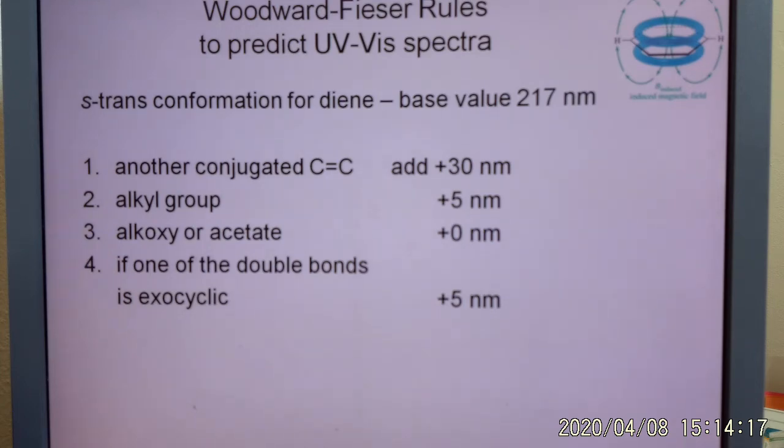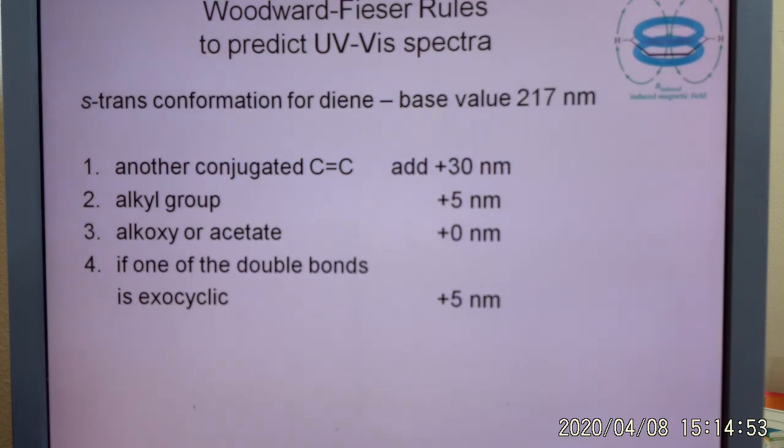So when we talk about Diels-Alder and the S-trans, the S stands for across a single bond, just to make sure for your diene that it's in the trans orientation. The base value is 217 nanometers. If it's conjugated to another double bond, then it increases your wavelength by 30 nanometers. If you have an alkyl group on that first diene, you're going to increase it 5 nanometers. Alkoxy groups or acetates don't affect it.